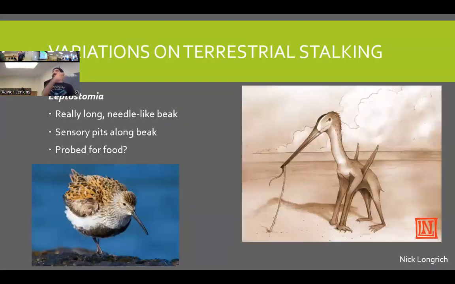There's also this weird one that's very small. It has this really long beak that doesn't taper with little sensory pits going all the way down. This is basically the same as what we see in modern birds like sandpipers, which probe for food on muddy shores. And so it's likely that Leptostomia did the same thing.